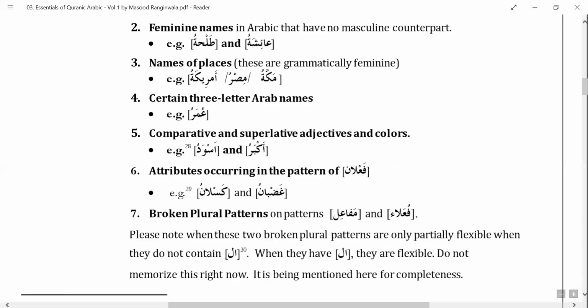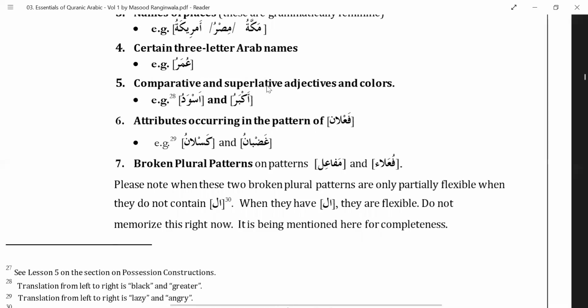Then even names of places. Names of places are grammatically feminine, like Makkatu, Misru, Amrikatu. You do not put al on names of countries because they're already definite. You will not put tanween because again they're already definite. And they're partly flexible. You cannot put a kasra. Then 3-letter Arabic names, Umaru, this one Umaru. There are certain names, 3 letters. They will not be fully flexible again. You cannot say Umari, you have to say Umaru, Umara.